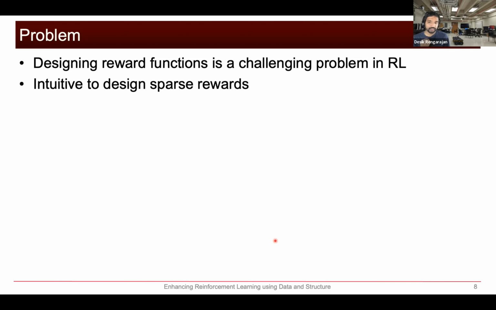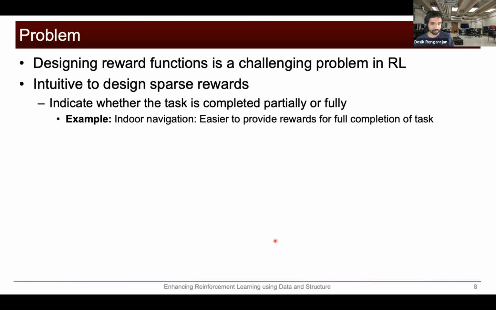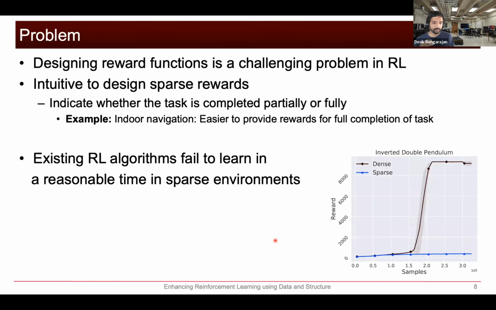What is intuitive is to design sparse rewards. So what does this mean? It's easier to design rewards which just indicate whether a task is completed partially or fully. For example, it is easier to say that your agent gets a reward of +1 if it reaches the goal, 0 if it doesn't reach the goal, and -1 if it collides, for a navigation problem. So in indoor navigation, it's easier to provide rewards for either the full completion or partial completion of tasks.